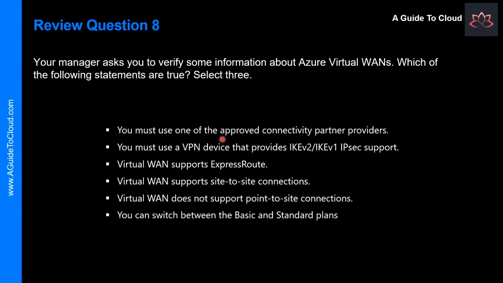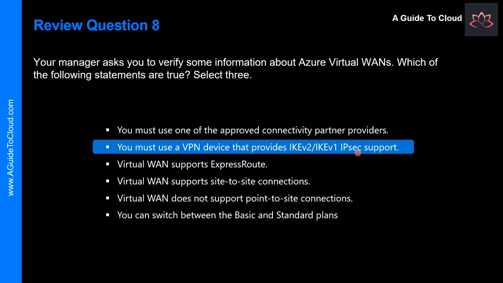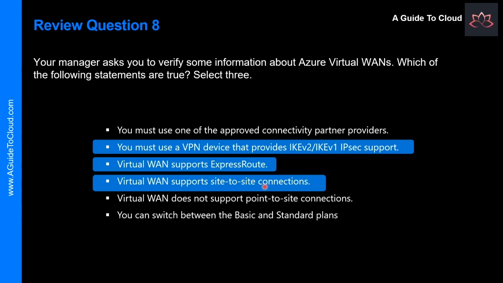You must use one of the approved connectivity partner providers. That is false. You must use a VPN device that provides IKE version 2 and version 1 IPsec support, which is true. Virtual WAN supports ExpressRoute. Again, that is true. And virtual WAN supports site-to-site connection as well. Again, that is true. Virtual WAN does not support point-to-site connection. That is false. Virtual WAN supports point-to-site connection as well.